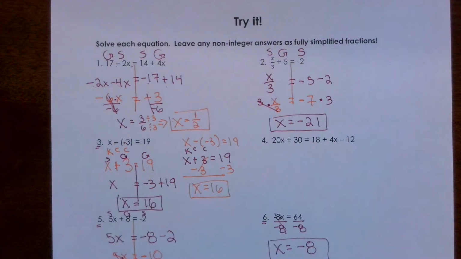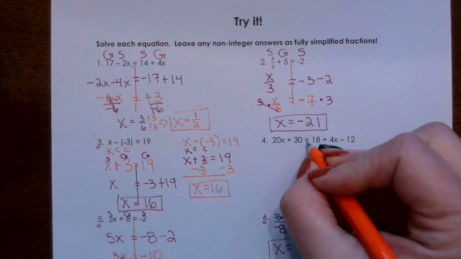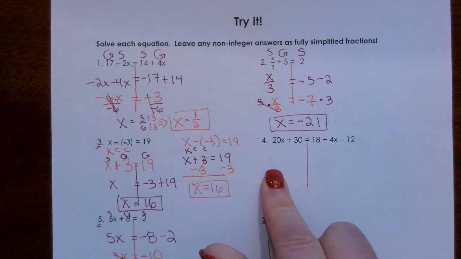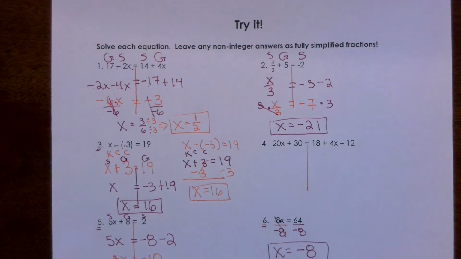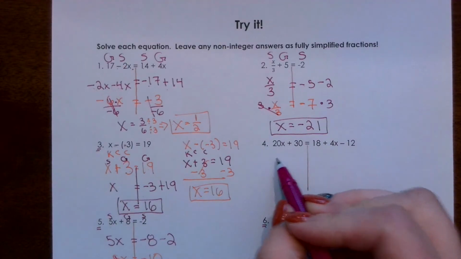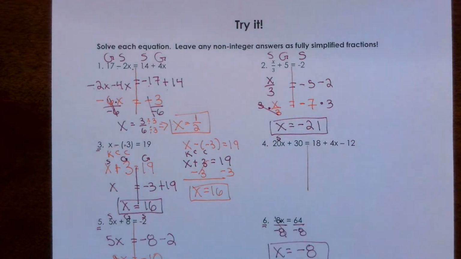All right, let's take a look at number 4. I'm going to draw my lines separating my left where I want my variables and my right where I want my constants. Let's go term by term. This is a number with the variable on the left, so it stays.